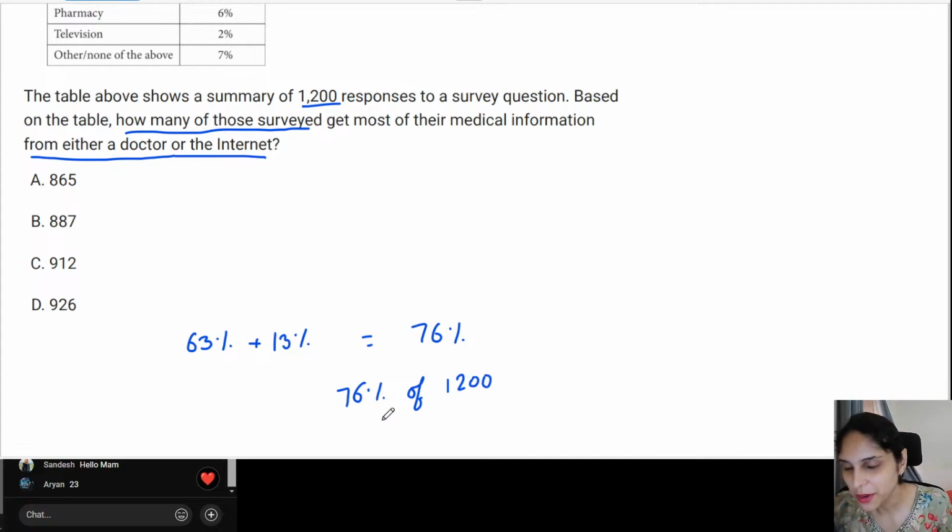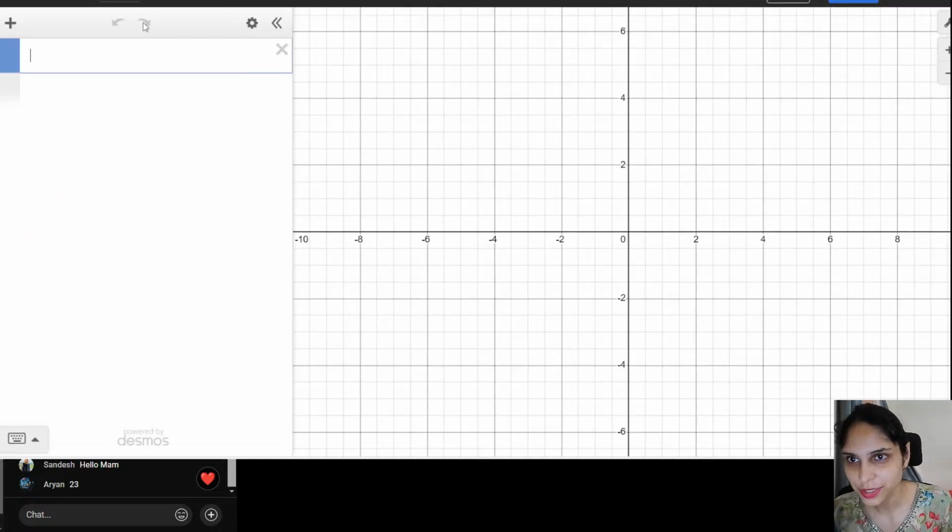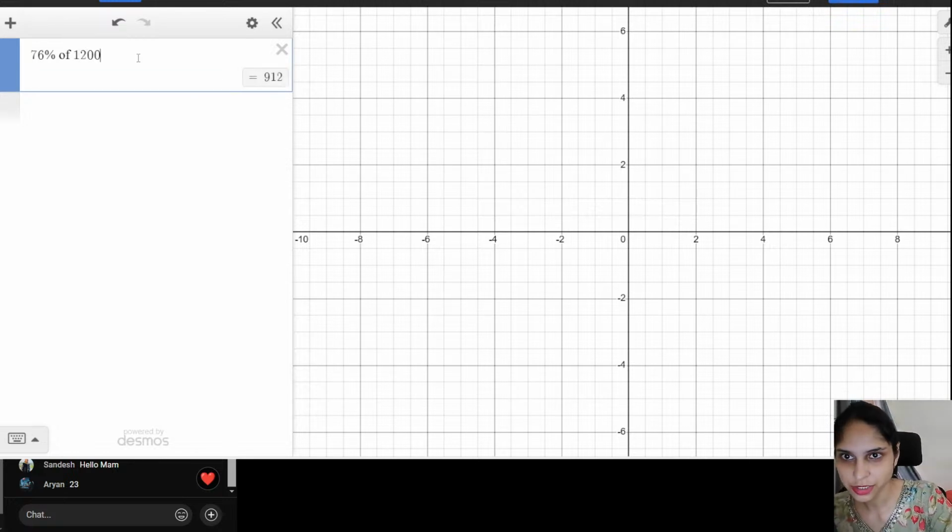You don't even need to solve it now. I'm going to tell you a Desmos hack. You go to Desmos, you just write 76%. It will automatically add "of", and you're finding "of 1200". Answer is 912.